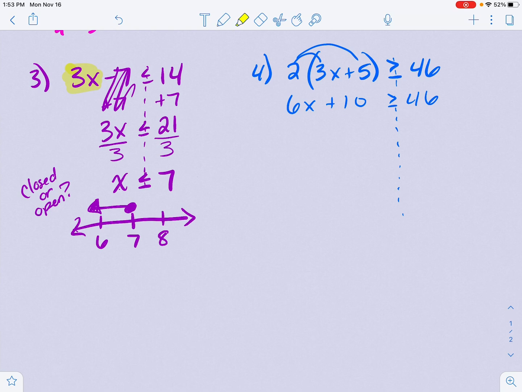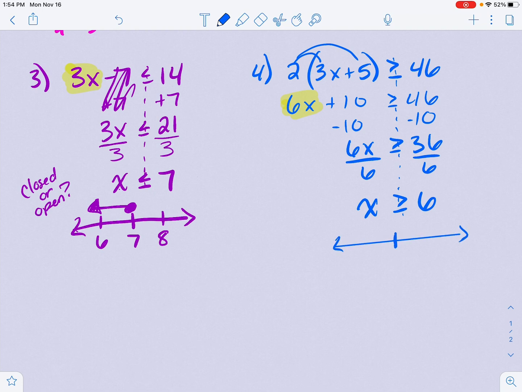Now we're solving just like we did before. Here's the variable I have to isolate. I'm going to subtract 10 from each side to get 6x is greater than or equal to 36. And then I'm going to divide each side by 6. So you should have gotten x is greater than or equal to 6. Okay, now we're going to put that on a number line.